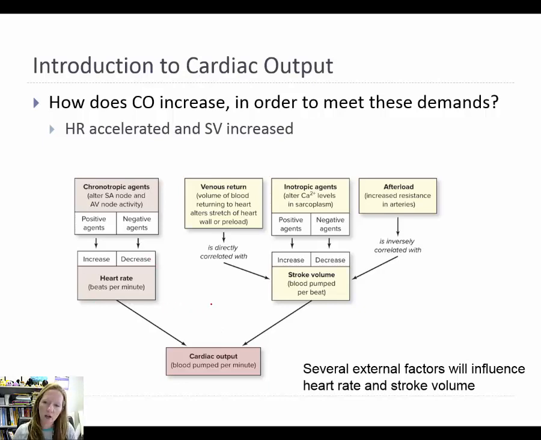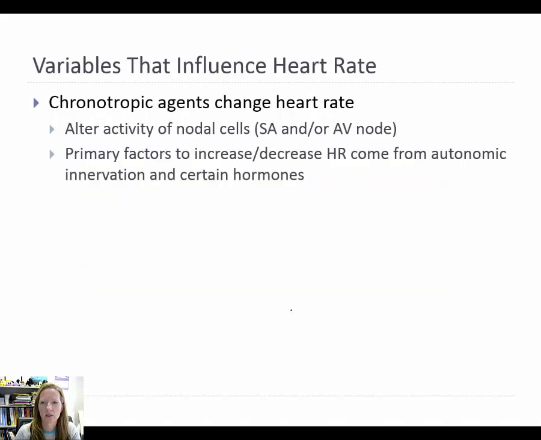But there are going to be things that increase heart rate or increase stroke volume, and we're going to talk about how that influences cardiac output. There are several external factors that influence heart rate and stroke volume, and in turn, cardiac output. We're going to first take a look at heart rate, and then move over to stroke volume. So let's introduce the variables that influence heart rate.